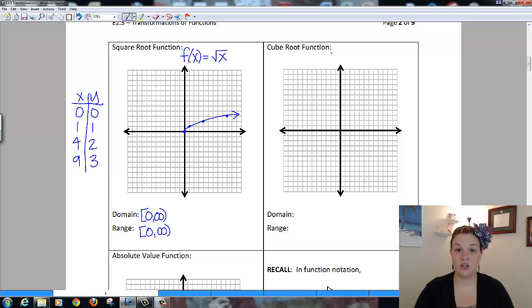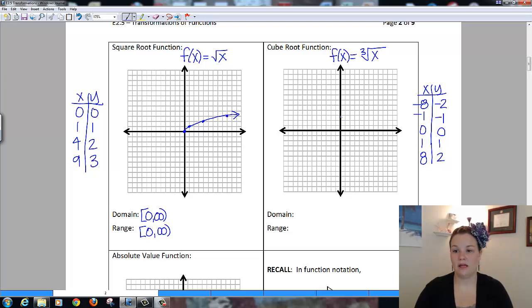Okay. Then I look at my cube root function. So I have f of x is the cube root of x. Now with cube roots, we don't have to worry about negatives. We can plug in negatives, 0, and positives. So I'm going to go ahead and just make an xy table. And I'm going to plug in things that are perfect cubes, like negative 8, negative 1, 0, 1, and 8. The cube root of negative 8 is negative 2. The cube root of negative 1 is negative 1. Cube root of 0 is 0. Cube root of 1 is 1. Cube root of 8 is positive 2.